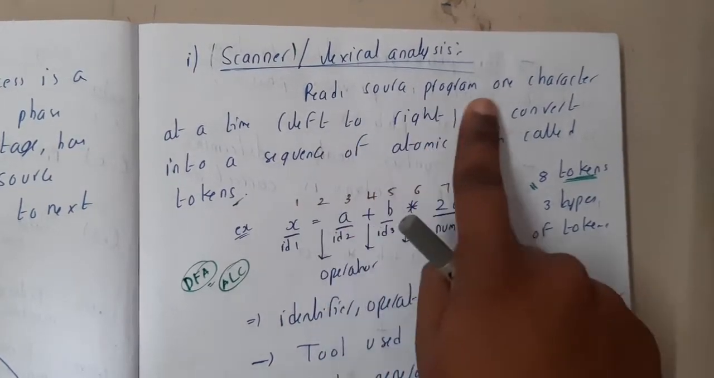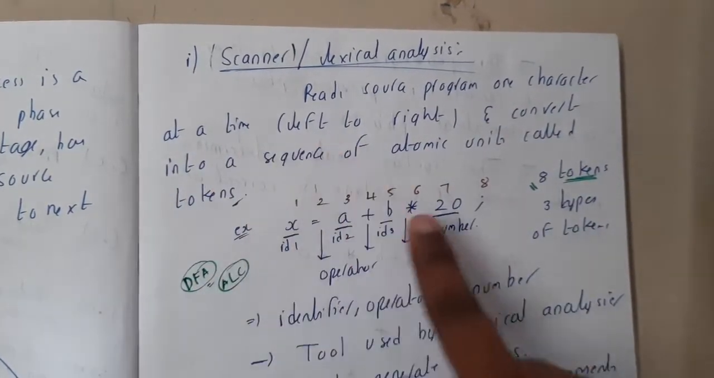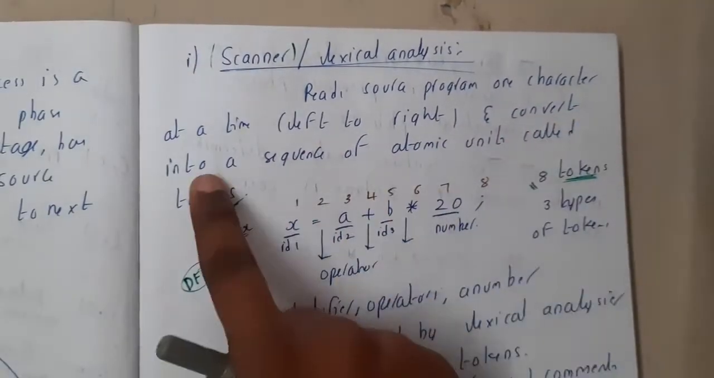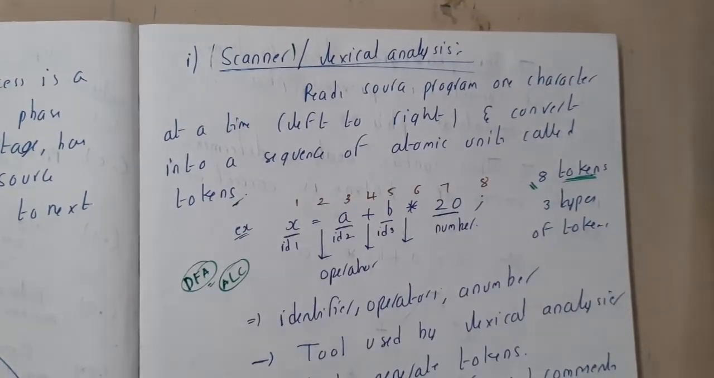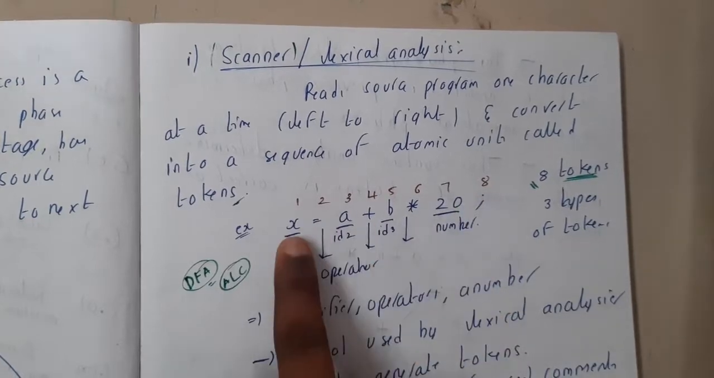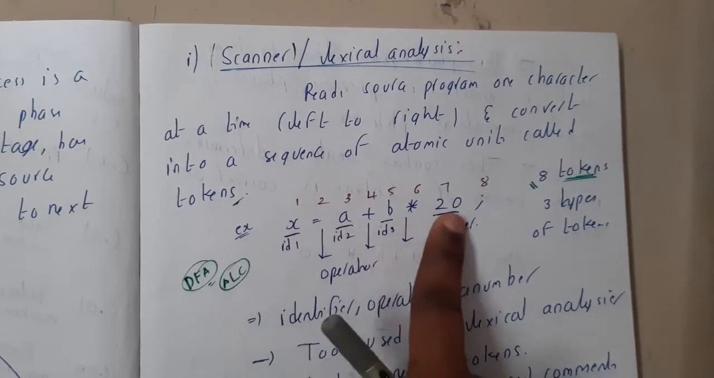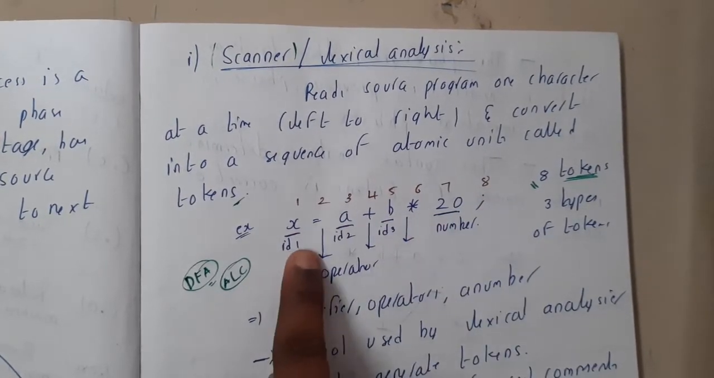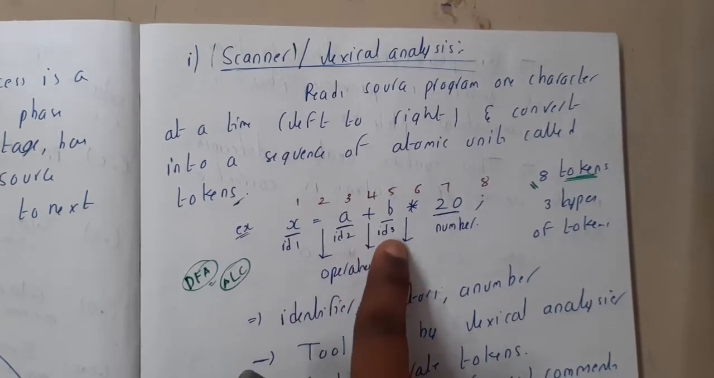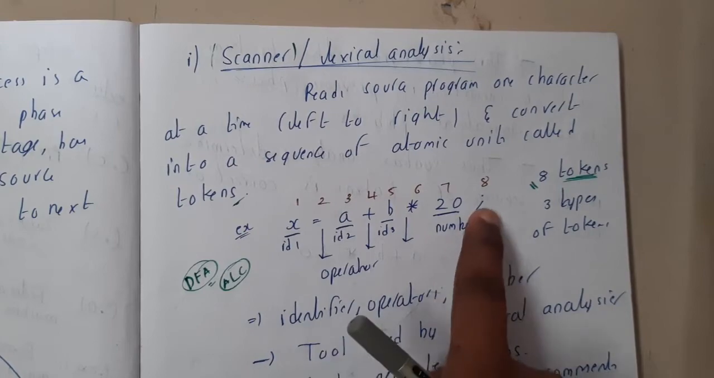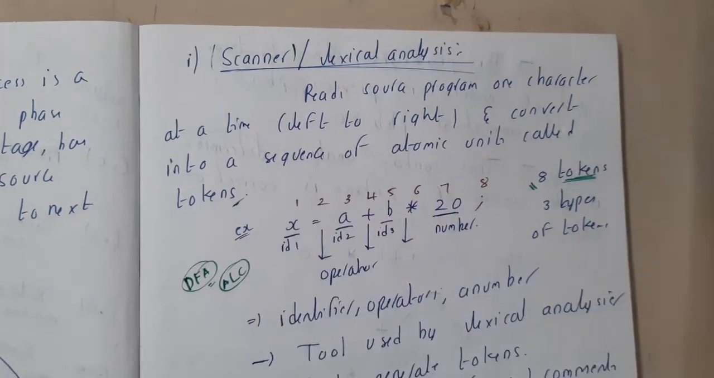Lexical analysis reads the source program one character at a time, left to right, and converts it into a sequence of atomic units called tokens. Got it? So we are going to convert x is equal to a plus b into 20 semicolon to id1 operator, id2 operator, id3 operator, number, semicolon.